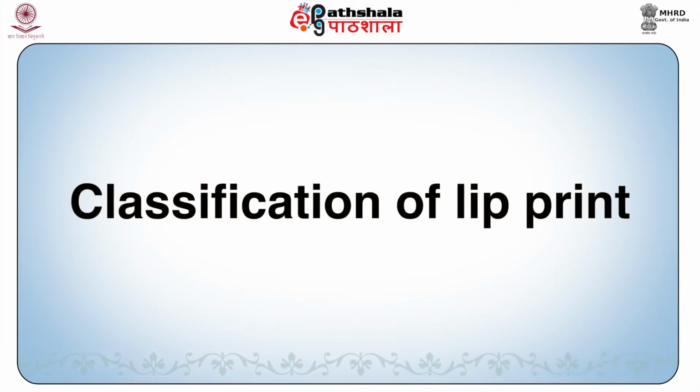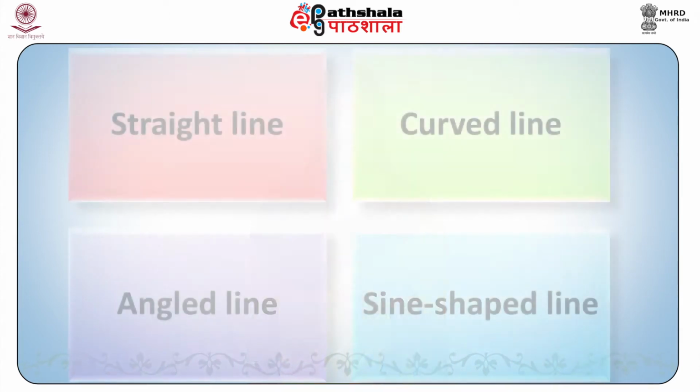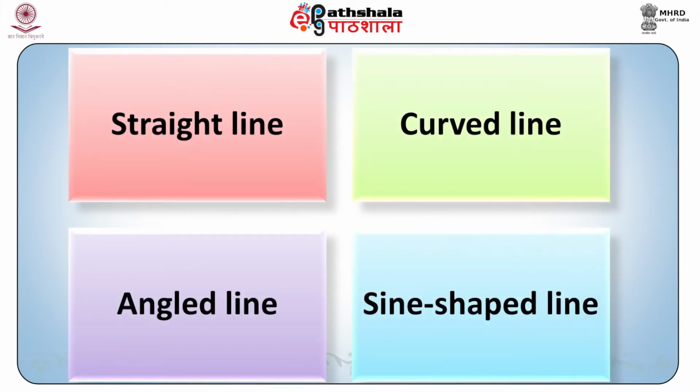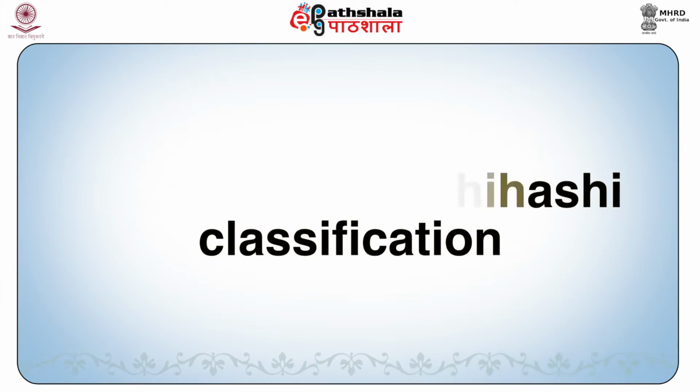Now, let us see the classification of lip print. In 1967, Santos was the first person to categorize lip grooves into 4 categories: the straight line, curved line, angled line and sine-shaped line. Suzuki and Tsuchihashi in 1970 developed a grouping method of lip print. That is the Suzuki and Tsuchihashi classification.